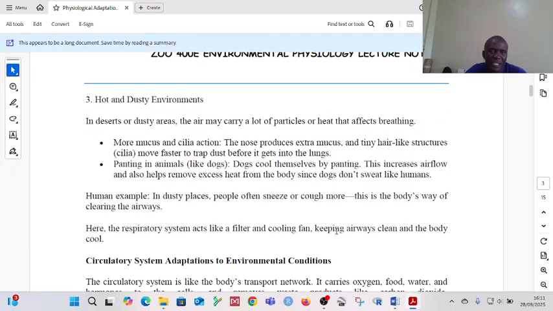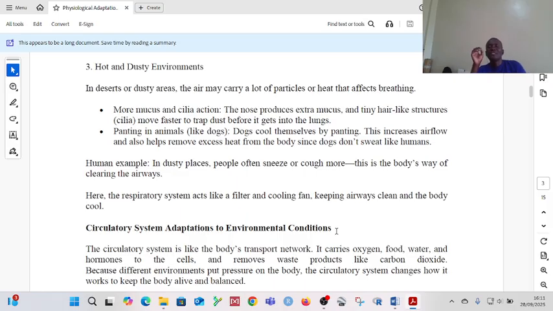Okay. In hot and dusty environment, what happens to the system, the respiratory system? So in deserts or in dusty areas, air might carry a lot of particles or even heat for the sake of a desert. And all this will have an effect on breathing. So what happens during such environments is there is a lot more mucus that is produced.